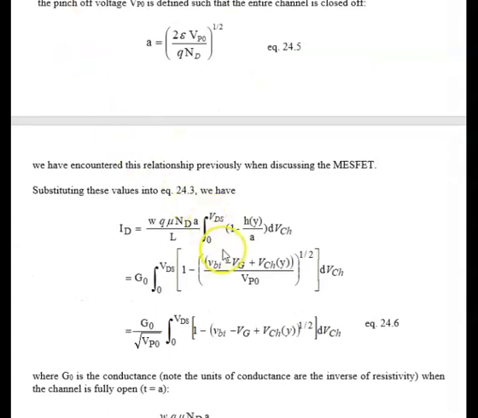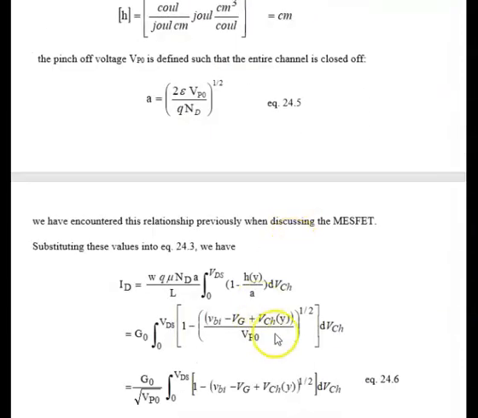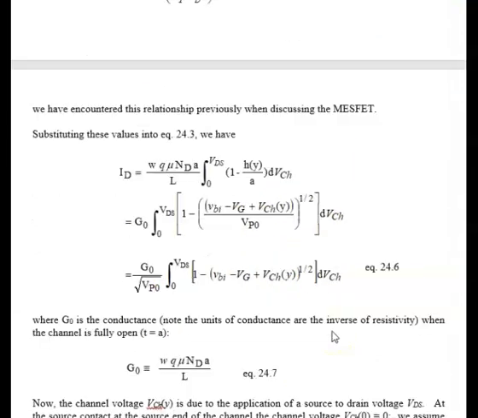Okay, with all that good stuff, we can substitute in for H here, and we can integrate. And again, we're integrating along the channel. So we have a 1/2, so we're going to get a 3/2. That is reminiscent of the MOSFET.